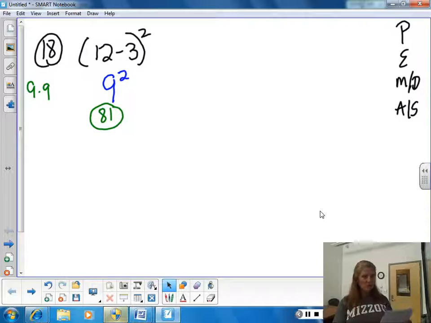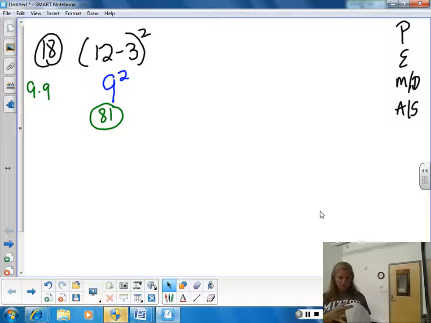Got a whole other page of them. If you turn your sheet over, if you've printed them out the way you should have, you're going to see a whole second page of these, because it's nice to practice, because there are a lot of different little tricks and things that can come up.